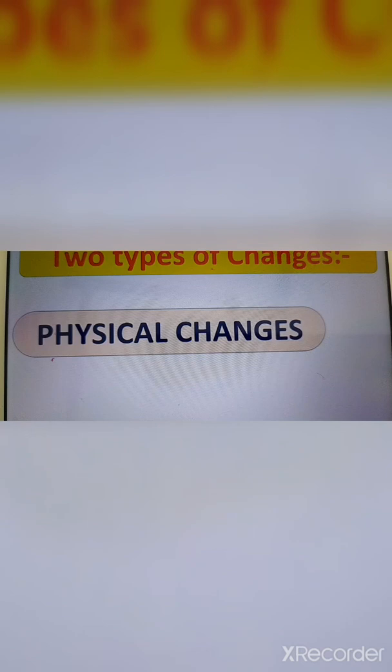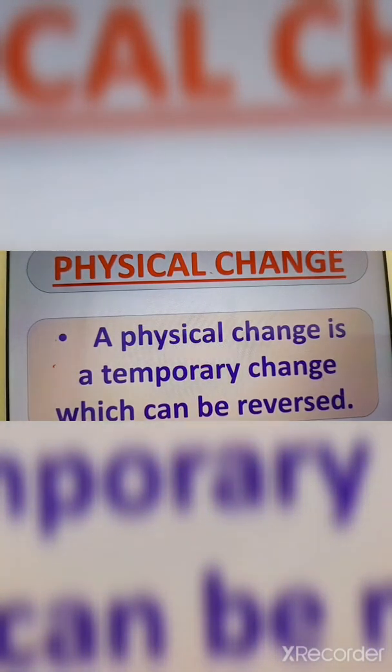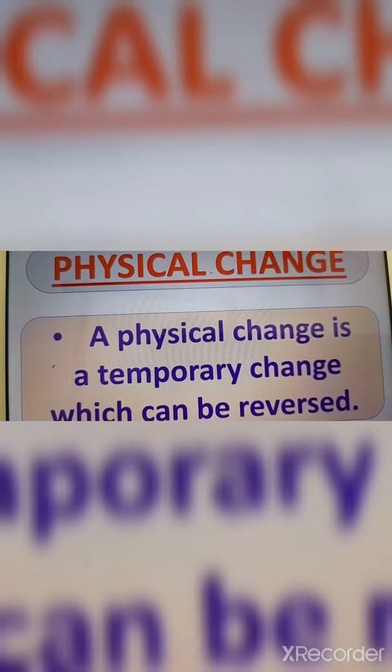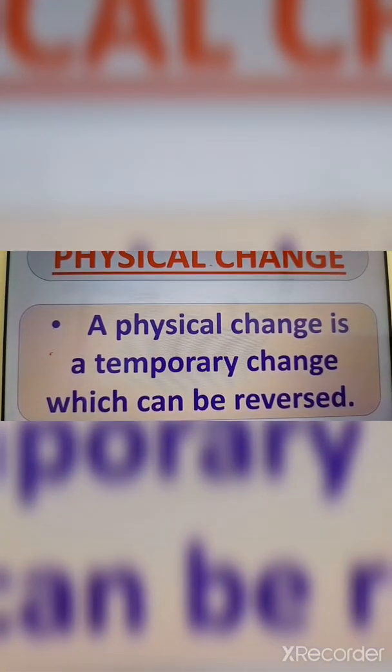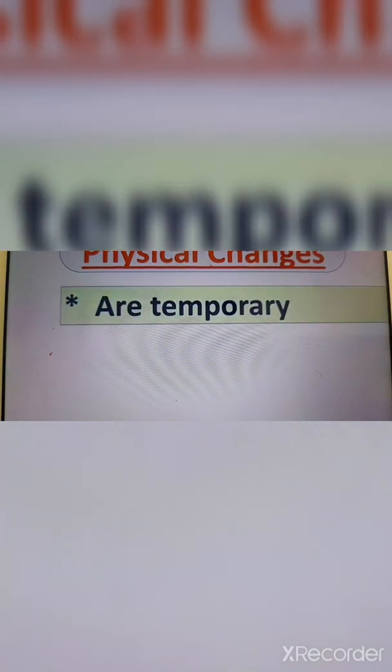Basically, there are two types of changes: physical changes and chemical changes. So let's talk about physical changes first. A physical change is a temporary change which can be reversed, right? It is a temporary change which can be reversed easily. And in physical changes, the properties are temporary.